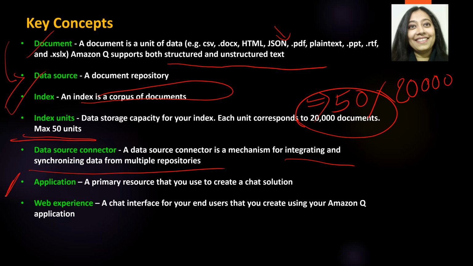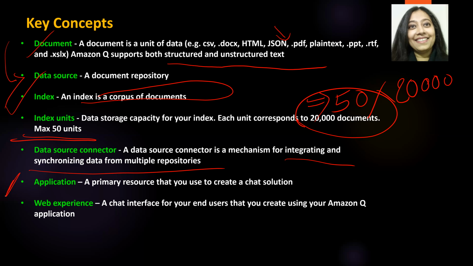Application. So whenever you work with Amazon Q, you will have to create an application. Application is more or less like this logical container that holds everything together. That, hey, these are my data sources. These are the various sources that you are going to connect, the various sources you are going to scan, etc. This is the authorization mechanism. Everything that puts it together.